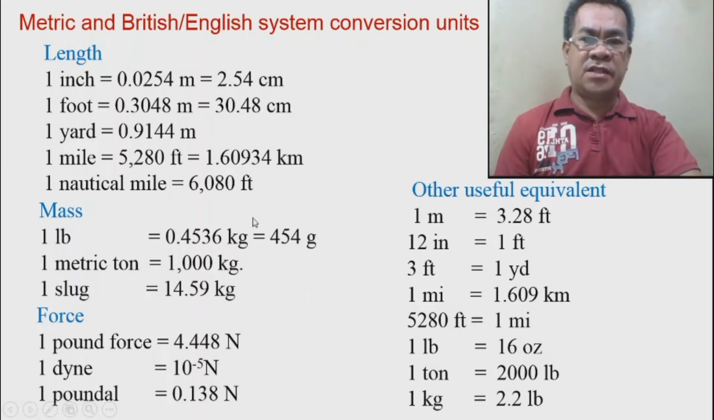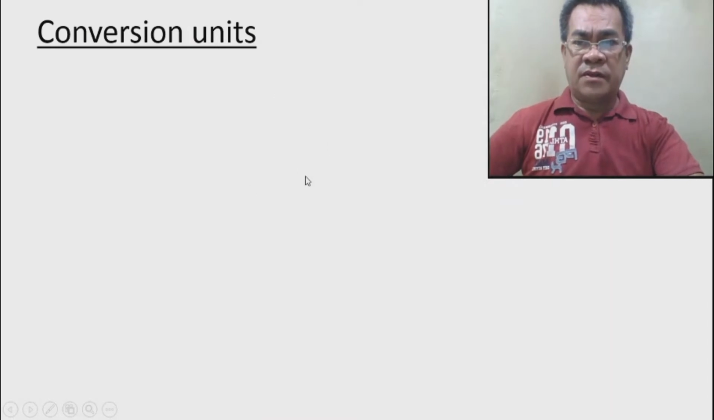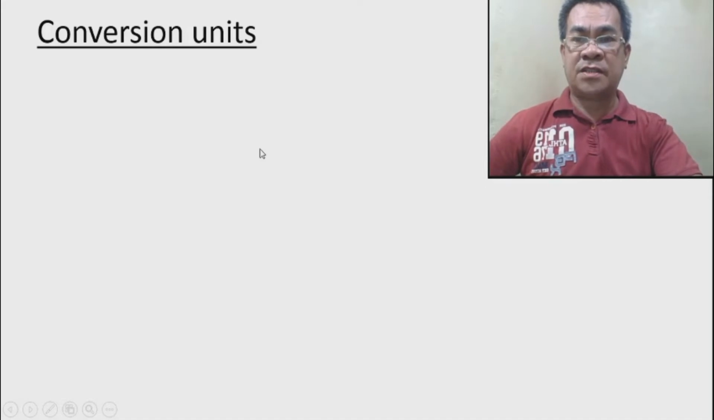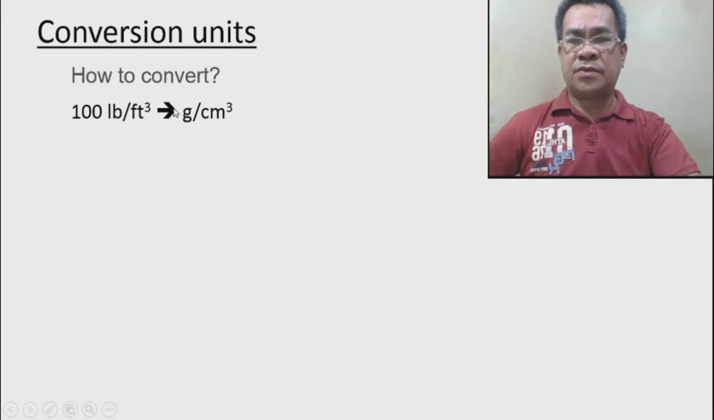So you're advised to review. Anyway, we have this review of the conversion to ensure your knowledge. So how to convert? This is the basic, and this is only a simple conversion. For example, you are asked to convert 100 pounds per cubic foot to grams per cubic centimeter. Now take note, this is the unit of the English or British system, while this one is CGS, part of the metric system.